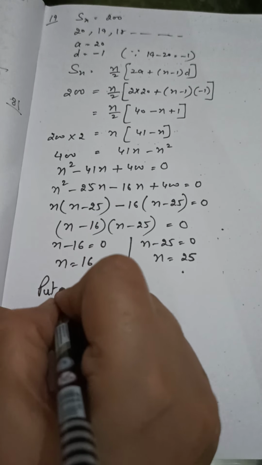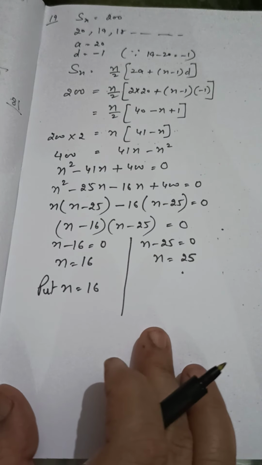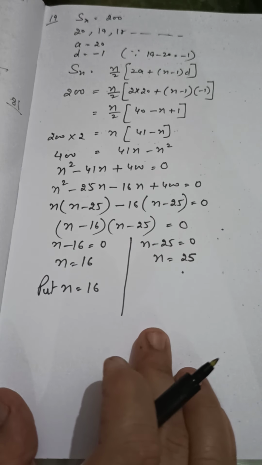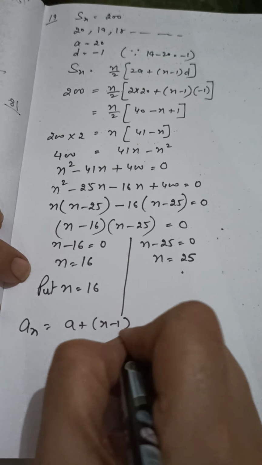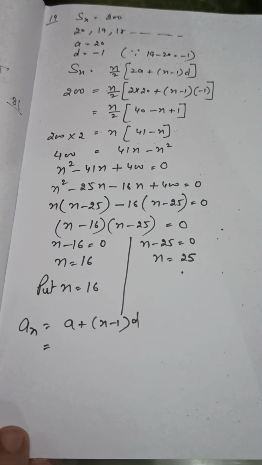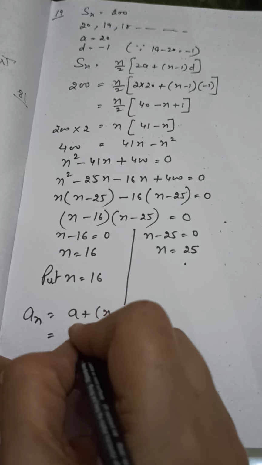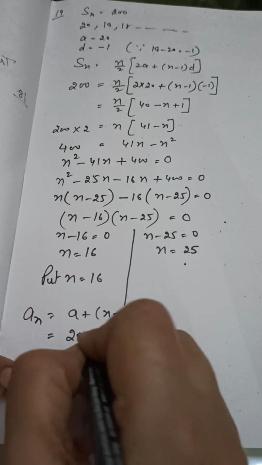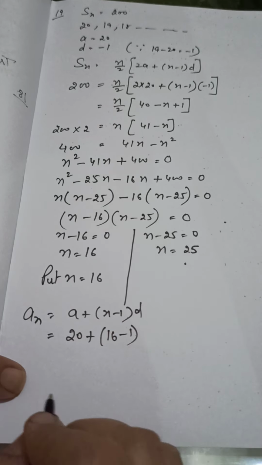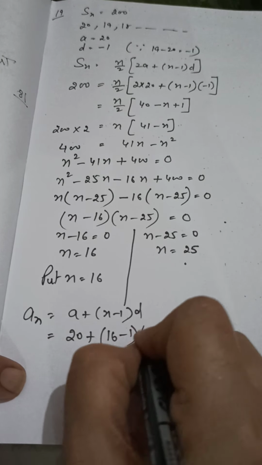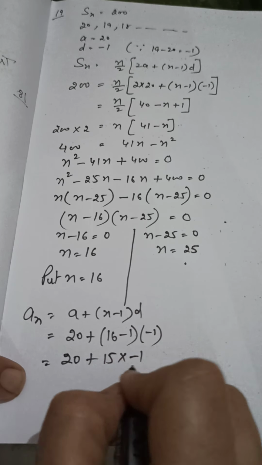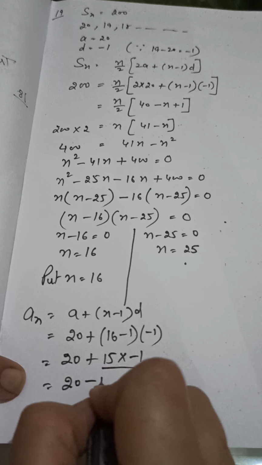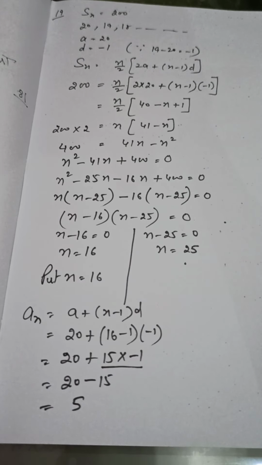So first, n is equal to 16. Put n equal to 16 and find the value of an. An is equal to a plus n minus 1 into d. What is a? A is 20 plus 16 minus 1. What is d here? D is minus 1. 20 plus 15 into minus 1. 20 minus 15, an is equal to 5. An is equal to 5.